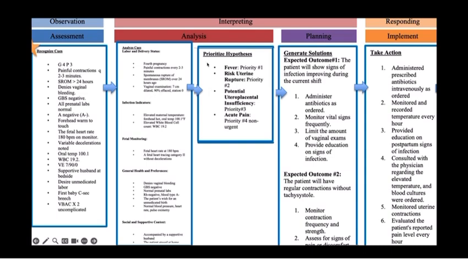And then to generate solutions, remember, it's 4 expected outcomes, and for each expected outcome, it's 4 solutions. Okay, so here you see a little bit. It's not going to fit all on here, so you're going to need an extra page for this one. Maybe you can fit the first or the second one in there, but you're going to need an additional page. Okay, and then the take action, that's the only one where you don't need the citations, right? Okay.